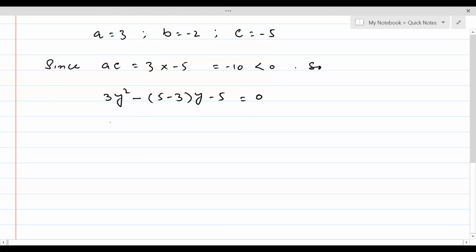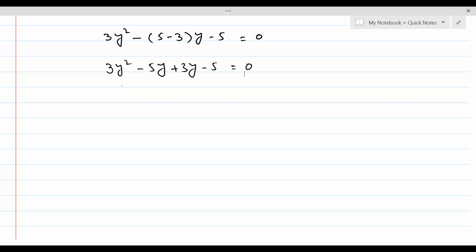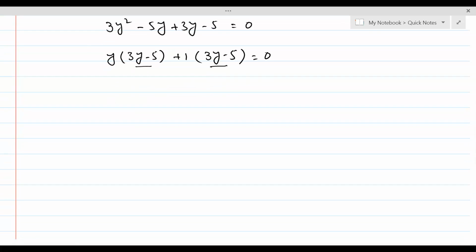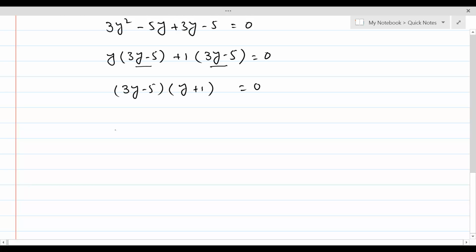So this will become 3y squared minus 5y plus 3y minus 5 equal to 0. And if we take common y from the first two terms, this will give us 3y minus 5, and we take plus 1 common among the last two terms. This will give us 3y minus 5 equal to 0. This is the checkpoint. Both of these must be the same. So we are going to take common 3y minus 5 into y plus 1 equal to 0.